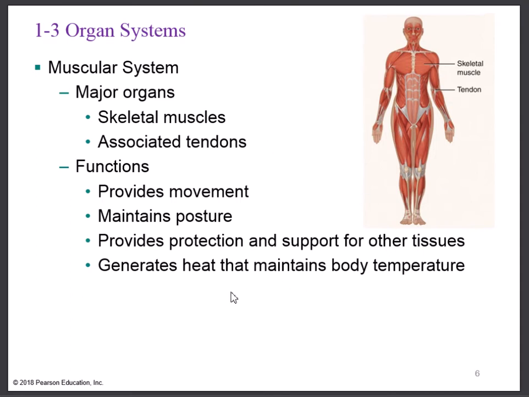The function of the muscular system, so again, this would be the physiology now, is that it's going to provide movement, right? We wouldn't be able to get around if our muscles didn't contract. Our posture, right? The fact that you're able to sit or stand upright has to do with our muscles. It provides protection and support for other tissues. If you think about maybe your abdominal muscles, they're holding all your intestines and your stomach, all the stuff that's in your abdominal cavity, in place. And our muscles, when they contract, actually give off heat, and that helps to maintain our body temperature.